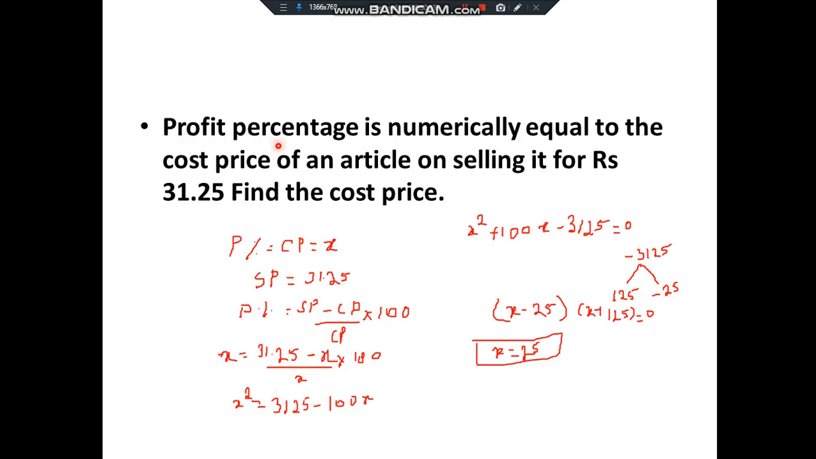Try to solve it by yourself. Okay, profit percentage is numerically equal to the cost price of the article on selling it for rupees 31.25. Find the cost price. So similar to the previous question, the only value change is given. Okay, so let us consider both profit percentage and cost price to be X. Selling price is 31.25. So substitute in profit percentage formula, which is SP minus CP by CP into 100. So 31.25 minus X by X into 100, which is equal to X.